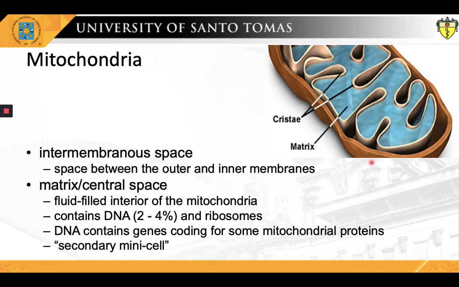The intermembrane space is the space between the outer and inner membranes. It serves a special role in the electron transport chain. The matrix, on the other hand, is the space enclosed by the inner mitochondrial membrane. It contains a highly concentrated mixture of hundreds of enzymes, in addition to the special mitochondrial ribosomes, tRNA, and several copies of the mitochondrial DNA genome. The matrix contains 2 to 4% of the total DNA of the cell and ribosomes. The mitochondrial DNA contains genes coding for some of the proteins contained in the mitochondria. Because of these, the mitochondria can be considered a sort of secondary mini-cell.